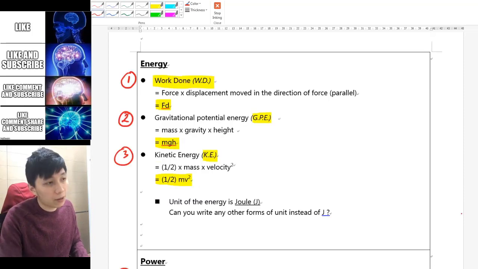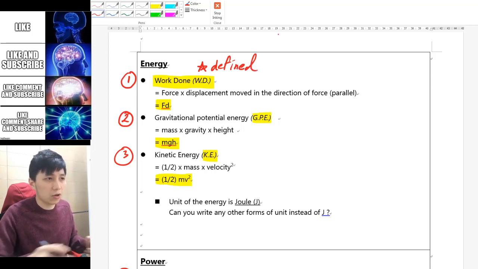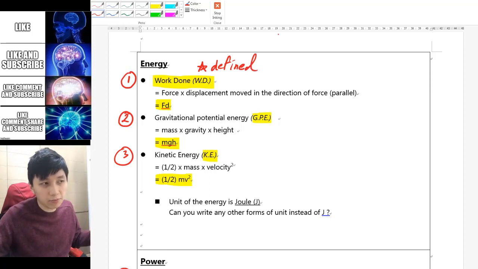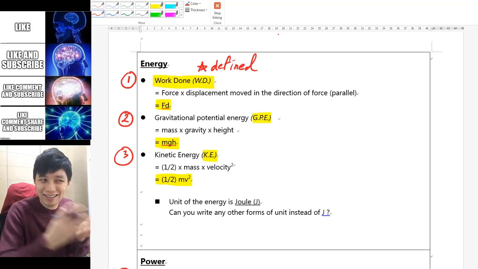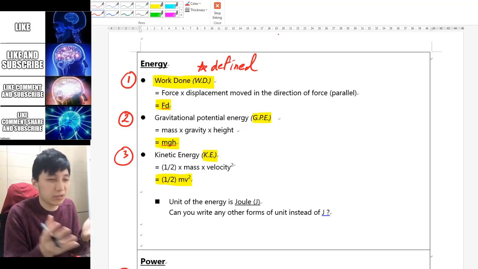And so let me talk about the first equation very quickly. That is work done equals F times d. First of all, this equation is being defined, it is a definition. So there isn't much you can say about how we get this. We cannot, because this is being defined.